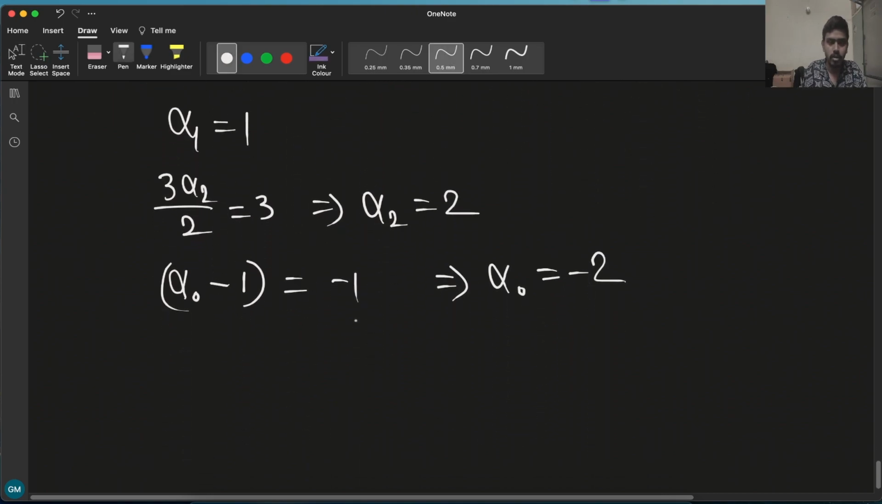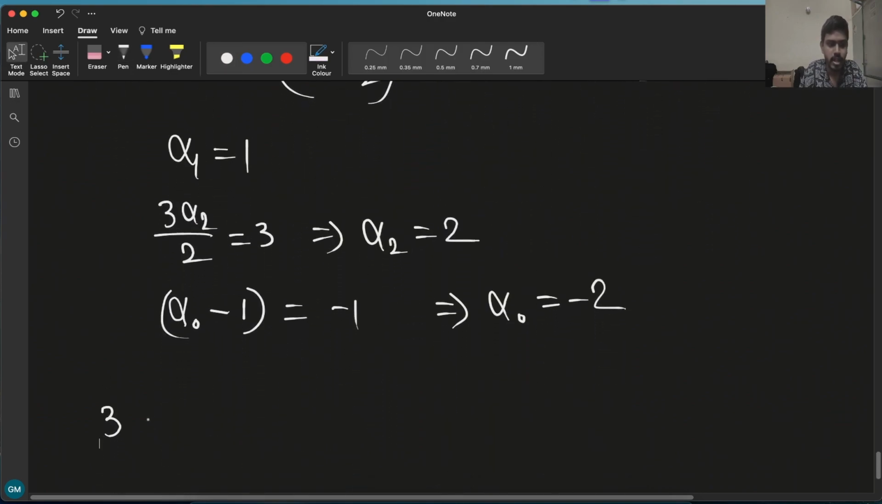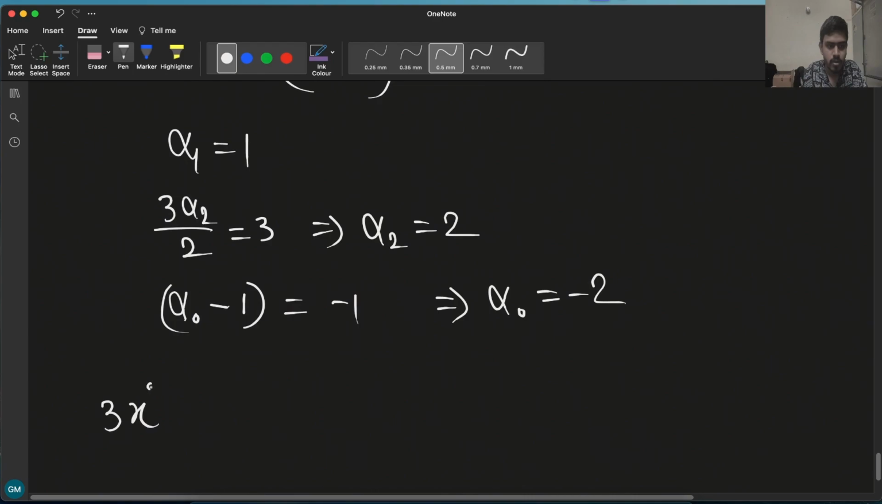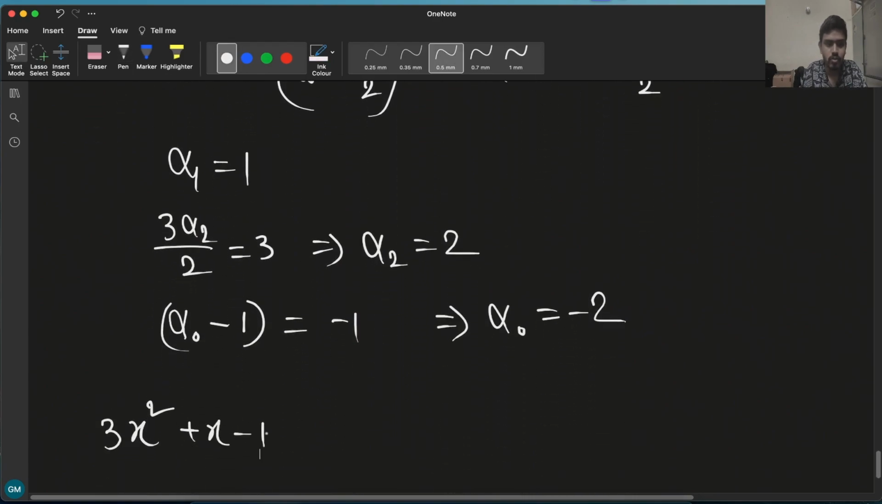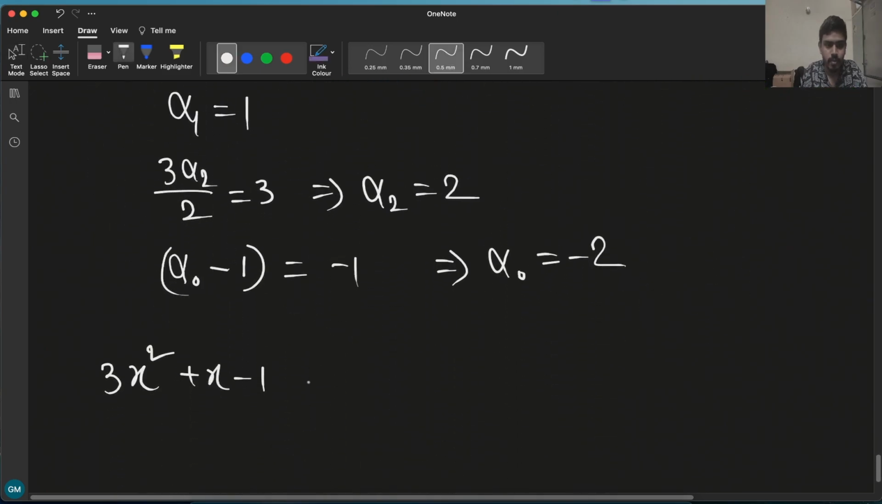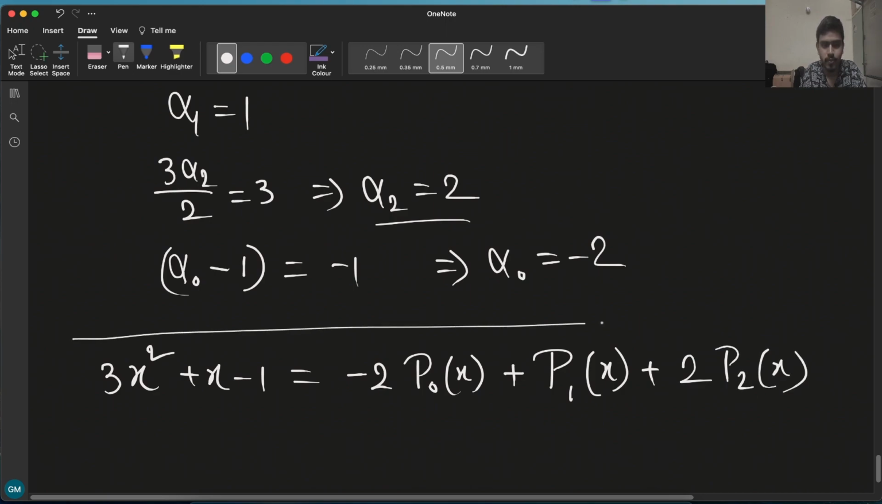So basically our given polynomial, 3x² + x - 1, equals alpha 0, which is minus 2, so minus 2 p0(x), plus alpha 1 is 1, so plus p1(x), plus alpha 2 is 2, so 2 p2(x). That's the answer.